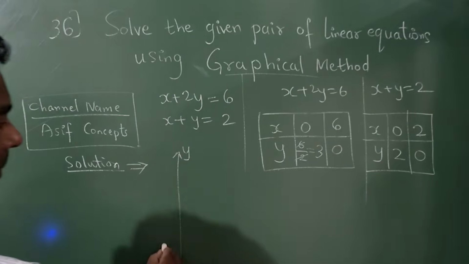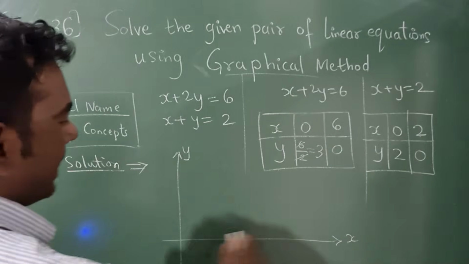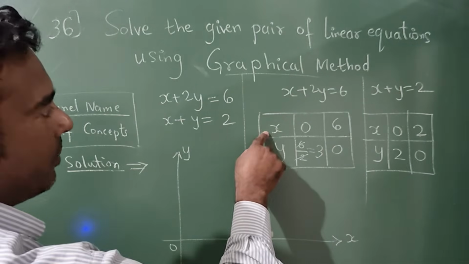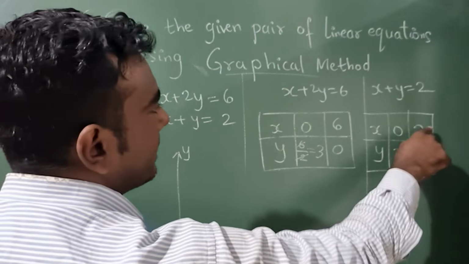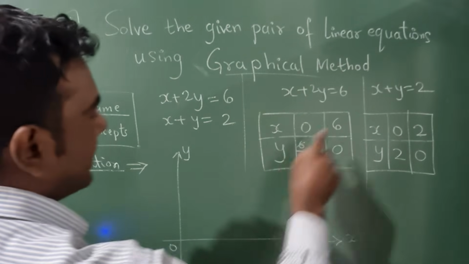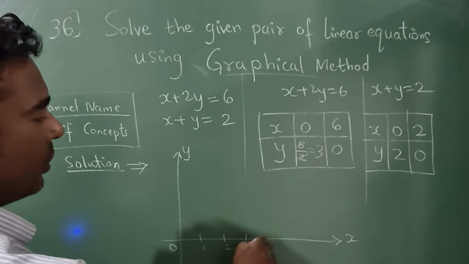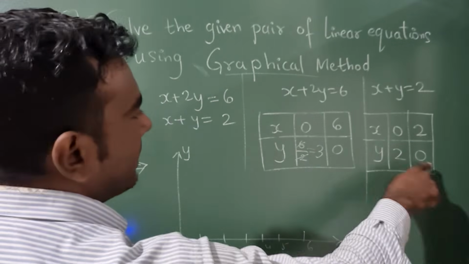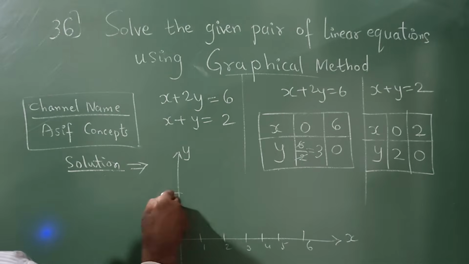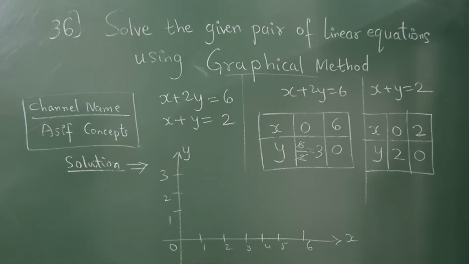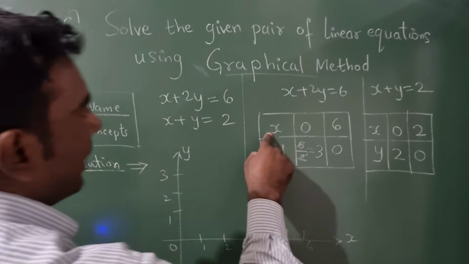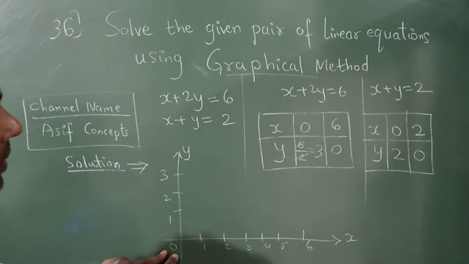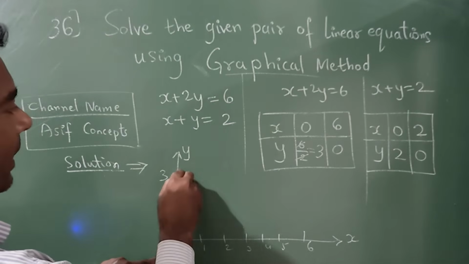This is the y-axis. This is the x-axis. Now from here, see which is the highest number. You can see 6 is the highest. So 1, 2, 3, 4, 5 and 6. For y, which is the highest number? 3. So 1, 2 and 3. Fine. Now x is 0. So start from here. Y is 3. Mark like this here.